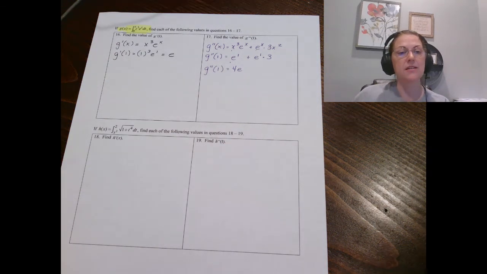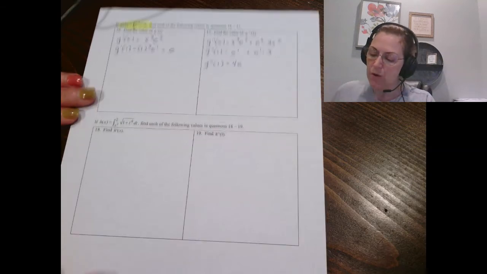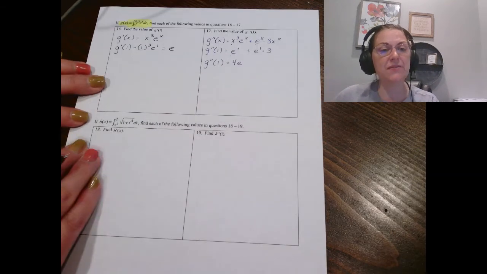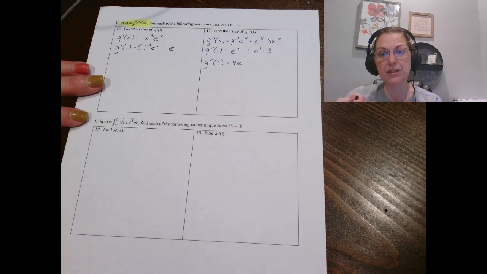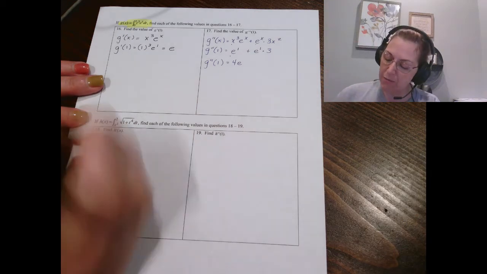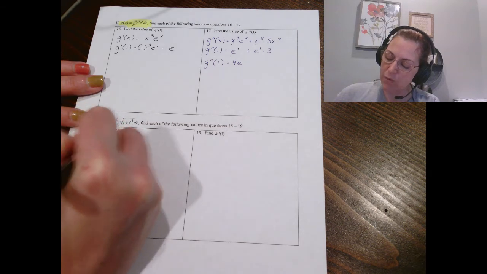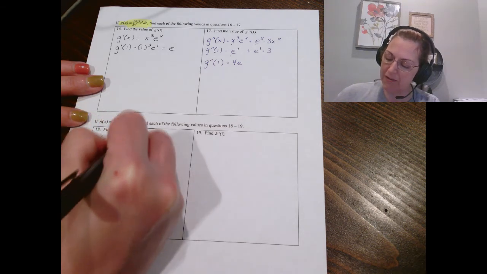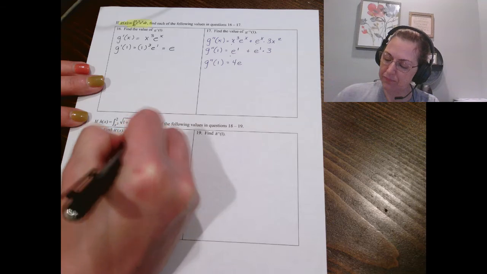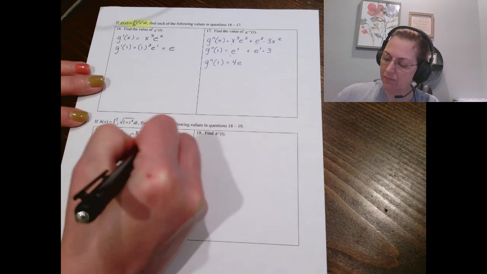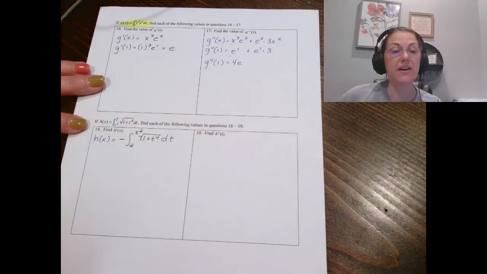All right, look at the last two we have here. Let's see, h of x is defined. Notice your function's in the lower bound, your constant's in the upper bound. We're going to have to change that if we want to use the fundamental theorem. So we switch them by putting a negative in front. And now we can find the derivative.